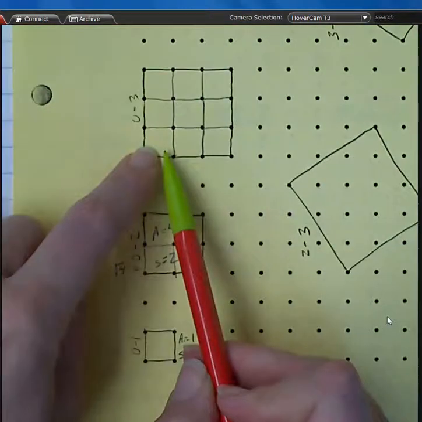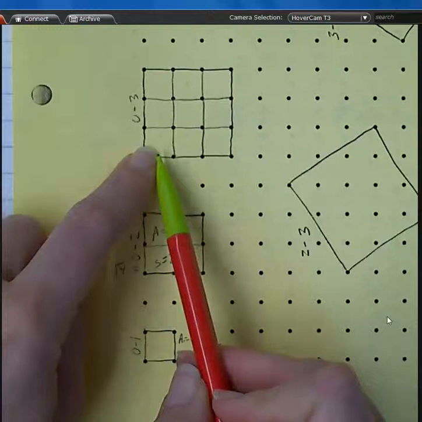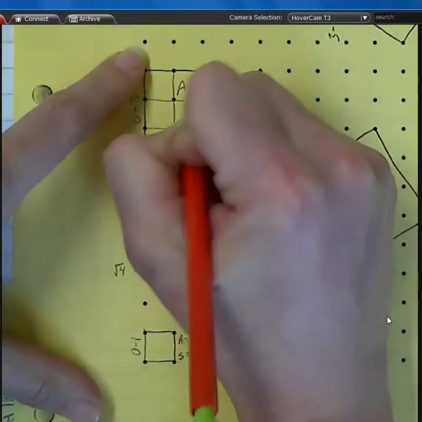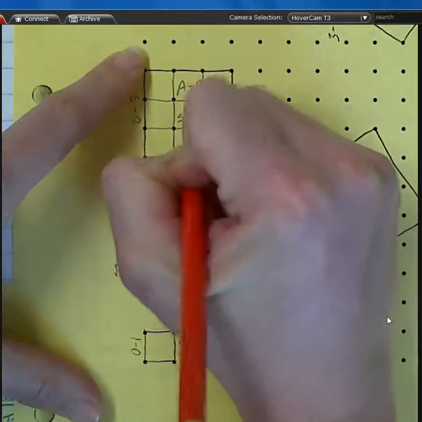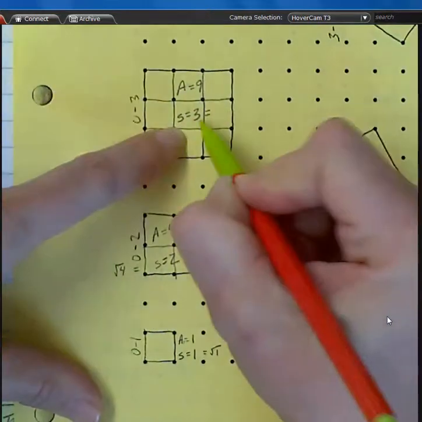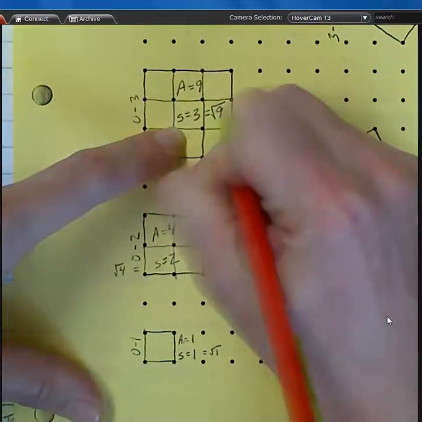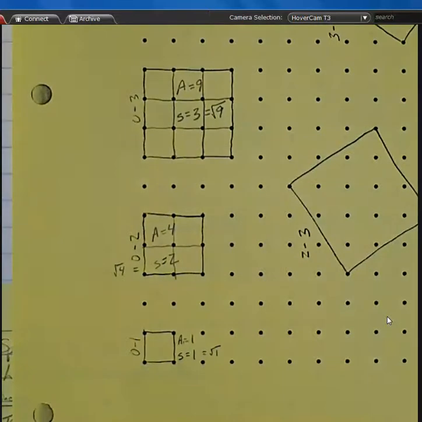What's the area of our 3 by 3 box? 9. The area is 9. Side length is 3. And the side length is 3, partially because you can see it, but how is the side length related to the area? Square root of 9 is also 3. That always holds true.